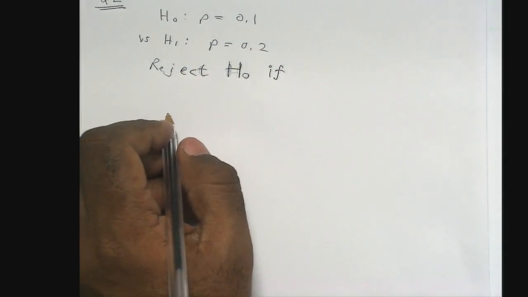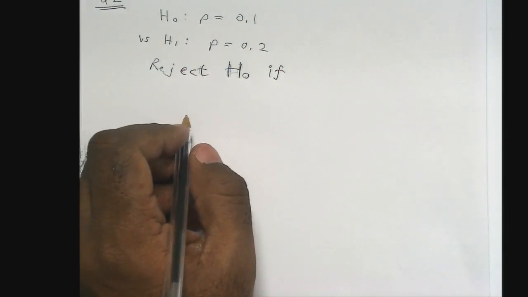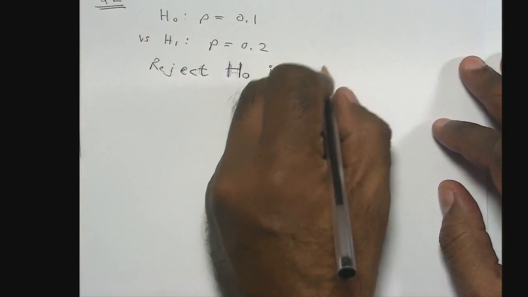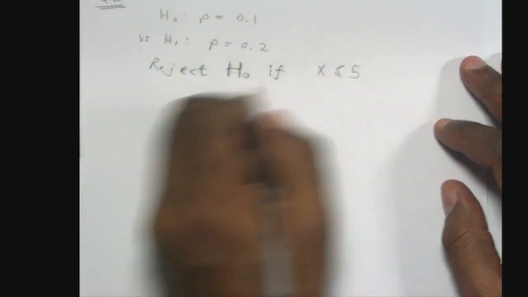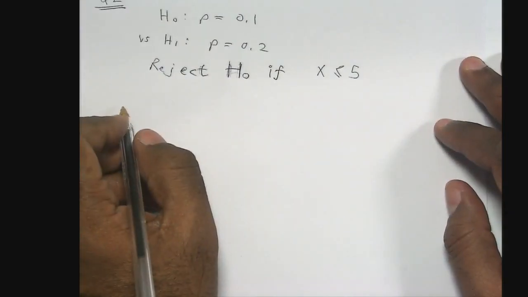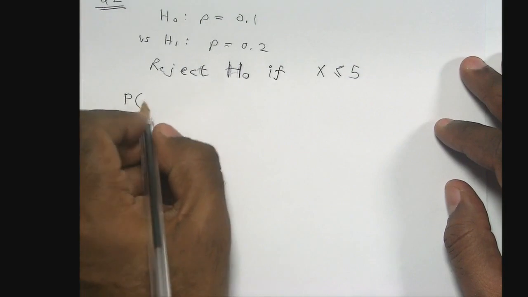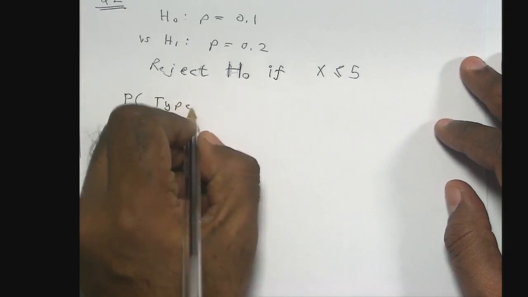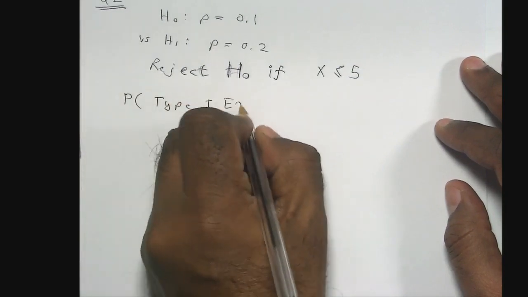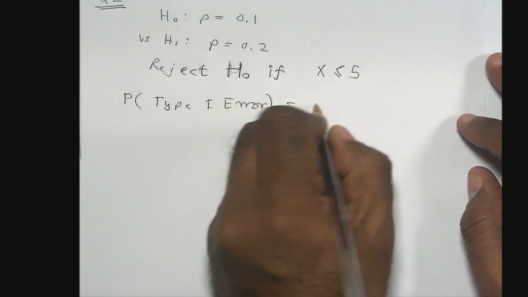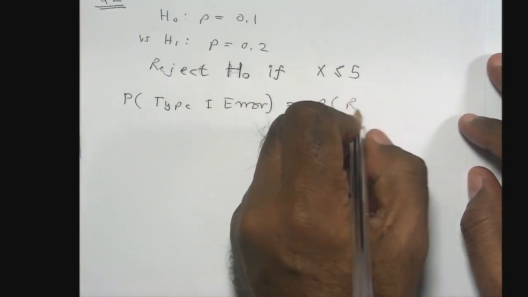You reject H0 if X is what? X is less than or equal to 5, right? Yeah. So what we want to find, guys, is we want to find the probability of type 1 error first, which is the probability of rejecting H0.